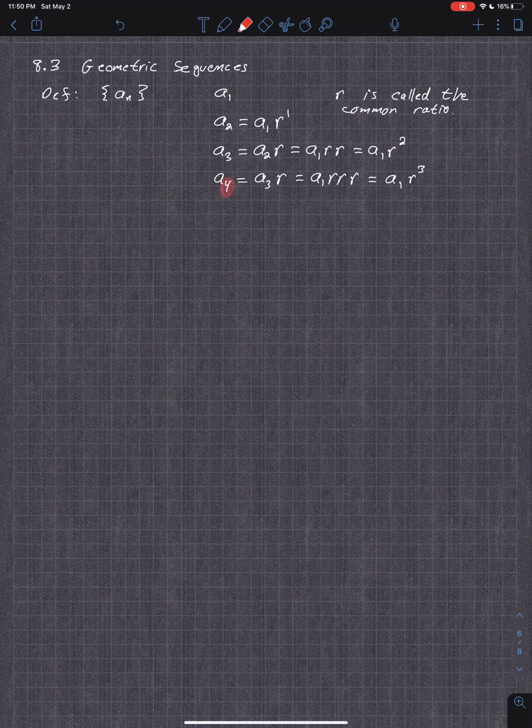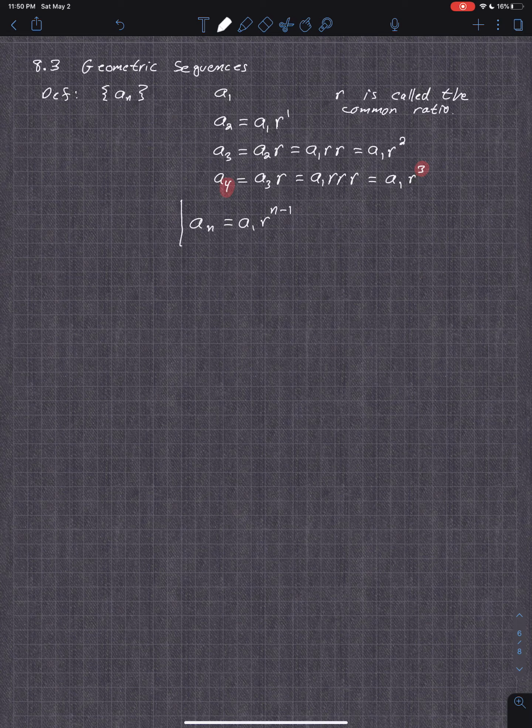So what's the pattern here for that power and the index? Here's the index, here's the power. Index, power. Index, power. Right? It's one less. So that's it. a sub n is the nth term of a geometric sequence. It's a1 r to the n minus 1. So that's called the general term.